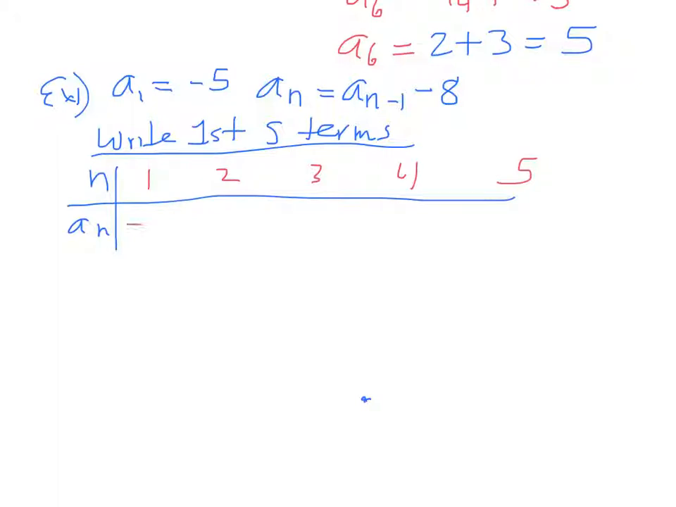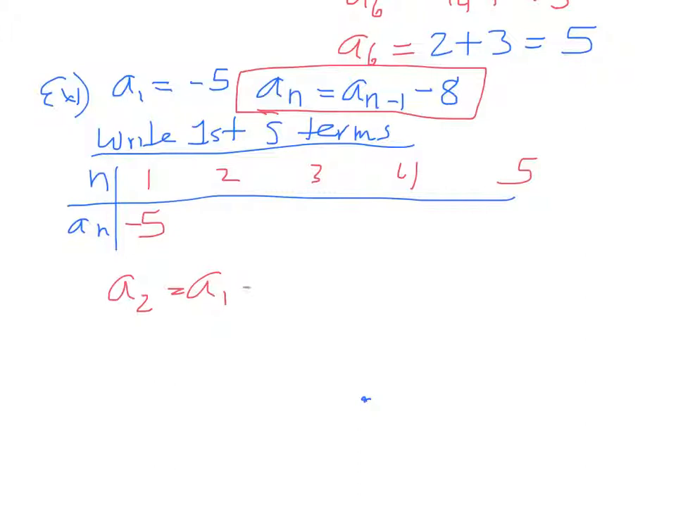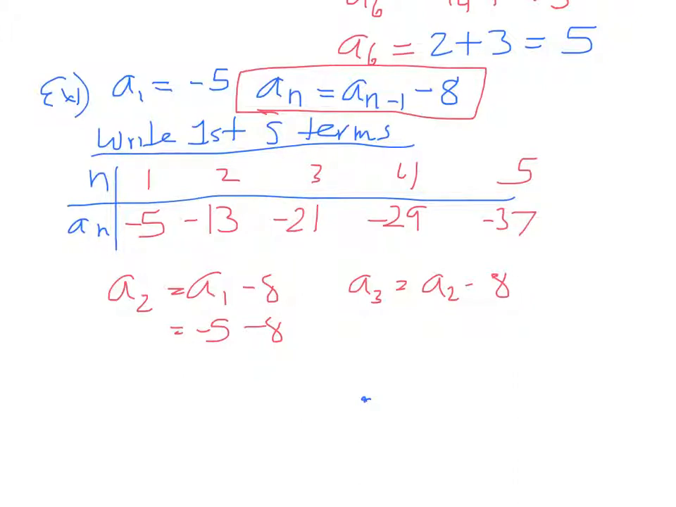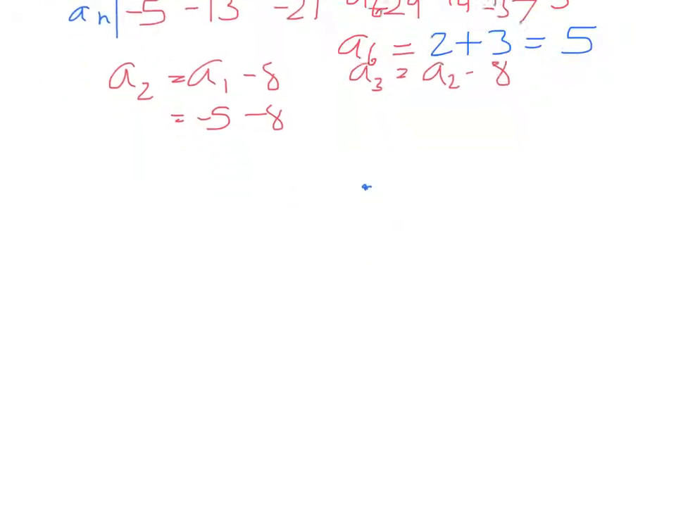It's given that a sub 1 is -5. Now a sub n, according to the rule, is the previous term. So a sub 2 would be the previous term, a sub n minus 1, minus 8. That means it would be -5, the previous term, minus 8, or -13. A sub 3 is going to be a sub 2, the previous term, minus 8. So if we subtract 8, subtract 8, subtract 8, we have the first 5 terms of that recursive sequence.